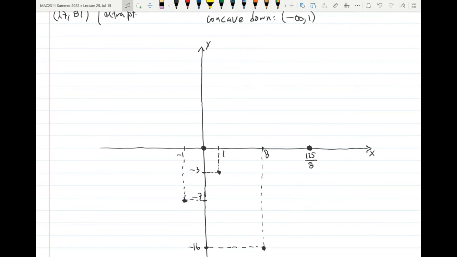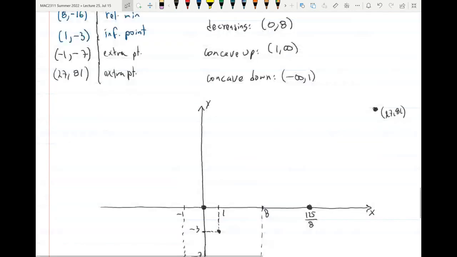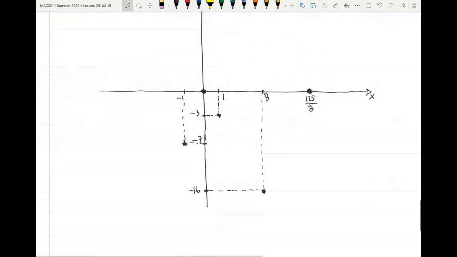If we don't have any other nice point. Okay, so I guess when I graph, I'm just going to say up there I'm going to have 27. Let's say up here somewhere. I mean, it should be more to the right, okay? But that's my 27,81. Okay, so I will go through that point as well. All right, so that's enough.